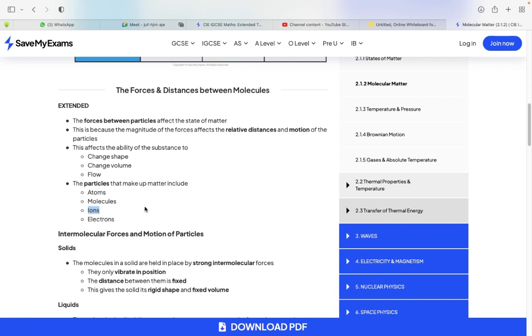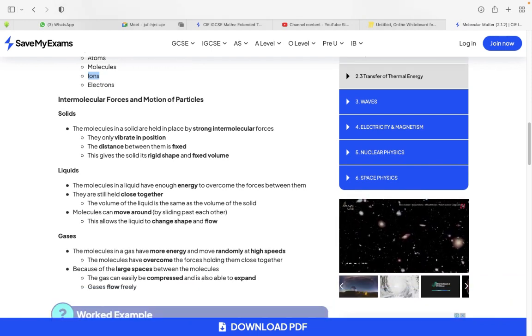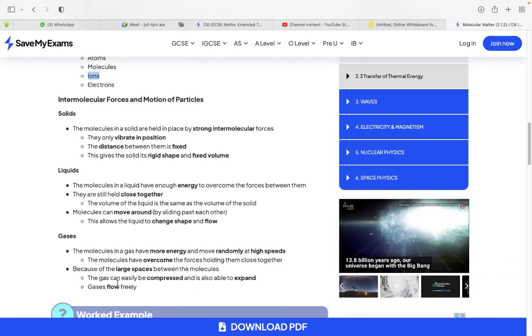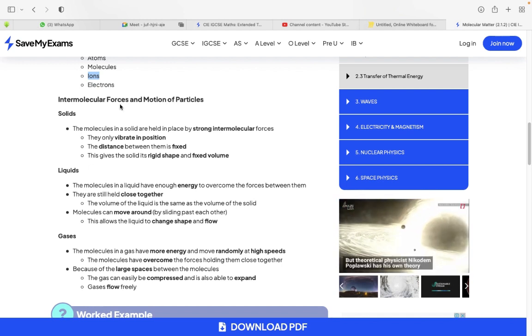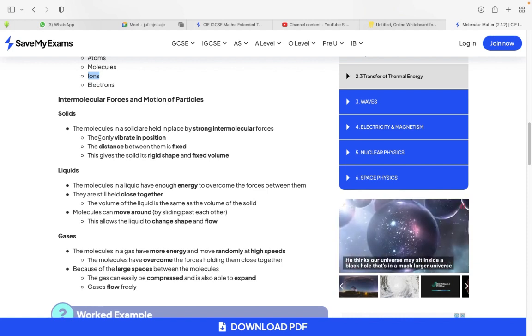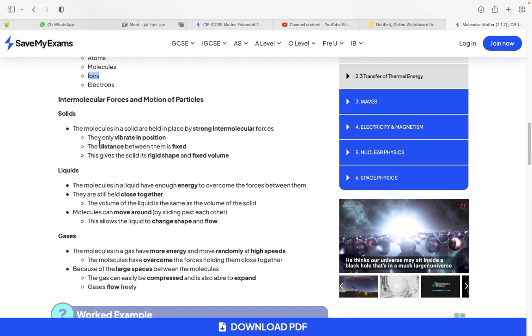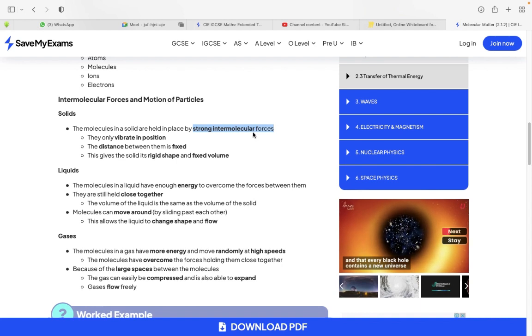Okay, now let's talk about the intermolecular forces and the motions. I think I've spoken about this technically, but let's just quickly have an overview. So in solids, let's talk about the intermolecular force. I told you that if the force is very strong, holding the particles together, then the substance is a solid. The molecules in solids are held in place by strong intermolecular forces. We call them strong intermolecular forces or van der Waals forces.